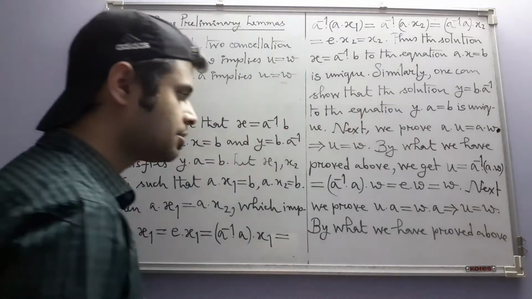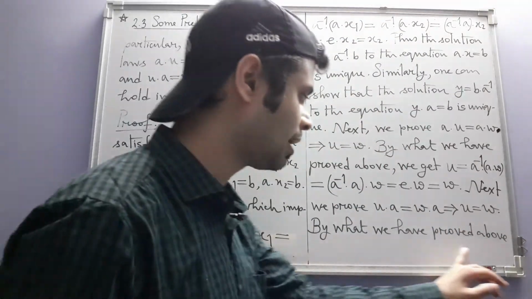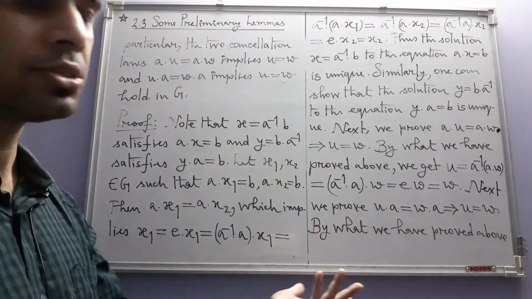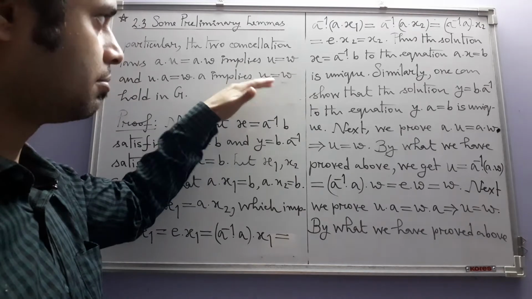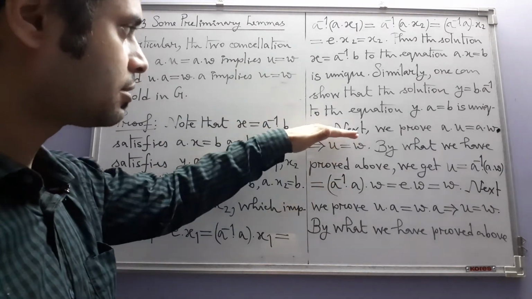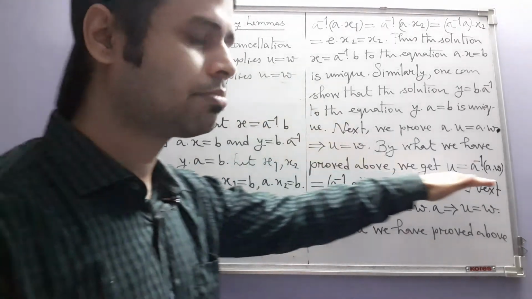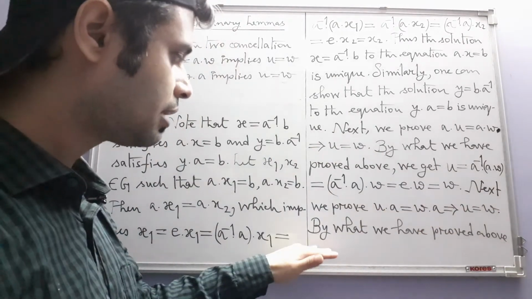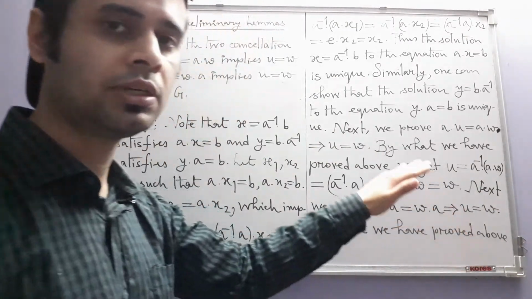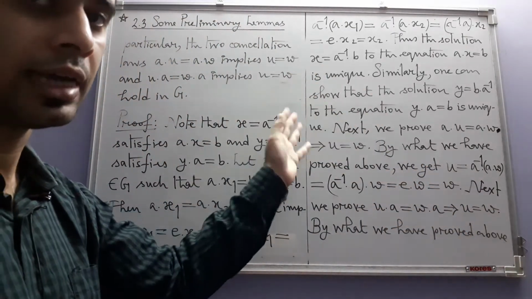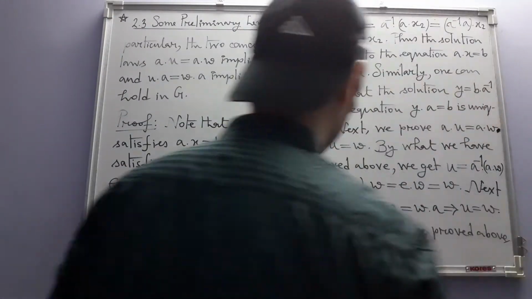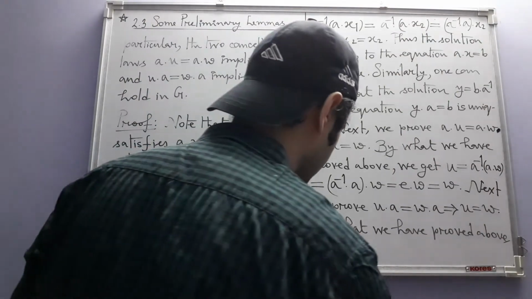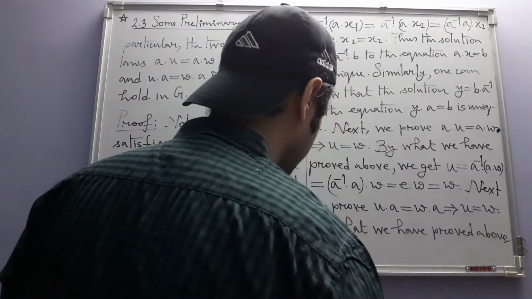If you feel this part is somewhat vague, by what we have proved above, what does that mean? You can do one thing. This second part of the proof you can start in a separate paragraph. Then you can write, by what we have proved in the previous paragraph. That will be much better. That will sound better. By what we have proved above.